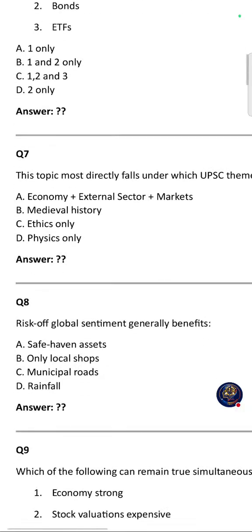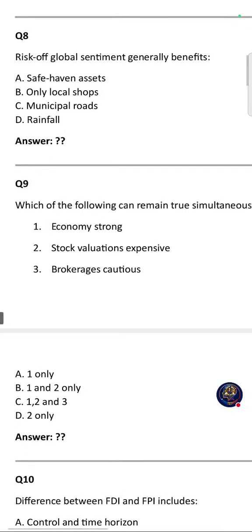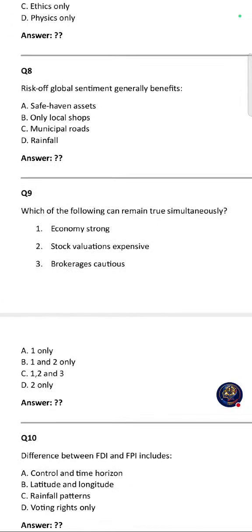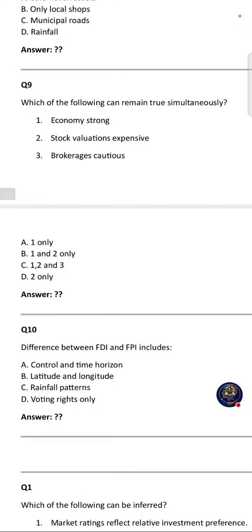Next, risk-off global sentiment generally benefits: 1. Safe haven assets. Okay. Next, which of the following can remain true simultaneously?